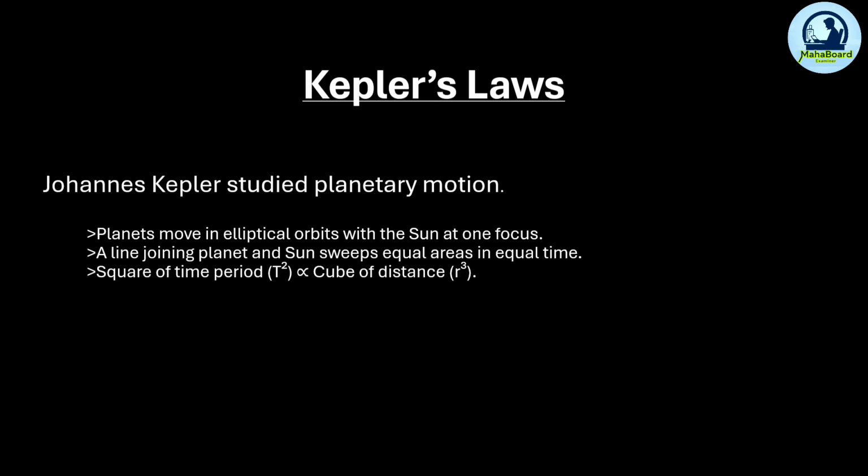The first law is called the law of ellipses. The second law is called the law of equal areas, and the third law is called the law of periods, which you will learn further.